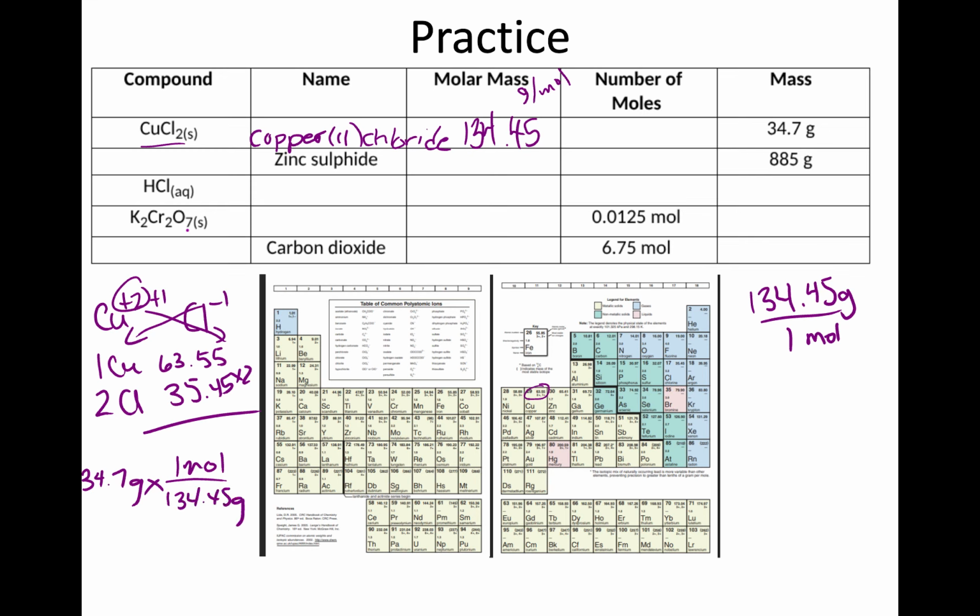134.45 grams. Now there is a formula, which you might remember, but I just like to use unit analysis because that's all you'll be doing in Chem 30. You would never use the formula, or you would, but then you carry on with unit analysis. So this shows you your grams will cancel. You plug this into your calculator, 34.7 times 1 divided by 134.45. And based on sig digs, we'll just keep 3, and we should get 0.258 moles. Okay, moving on to the next one, zinc sulfide.